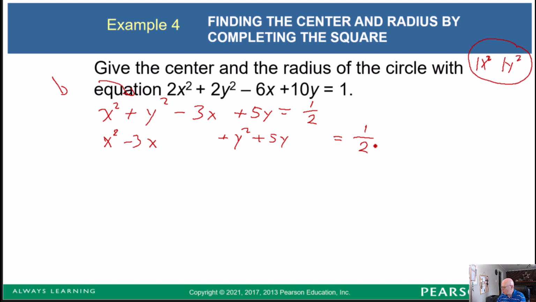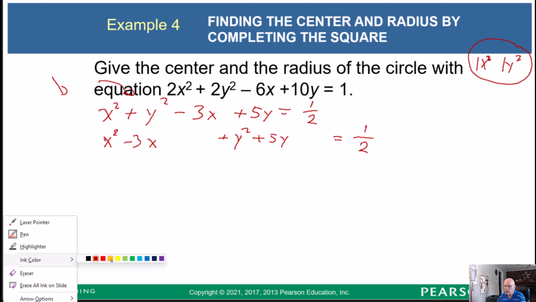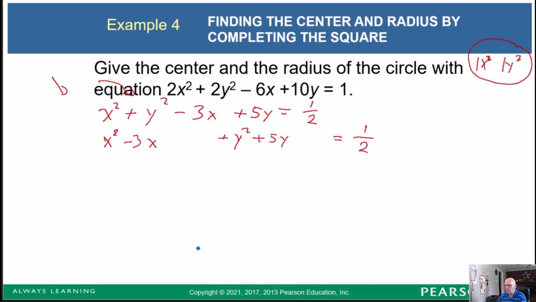Now I'm ready to complete the square. And I'm going to switch back to blue. So what goes in here and what goes in here? Well, in the last one, I took the coefficient of x and the coefficient of y and found out what goes in these two spots. So over here, I'll take the -3. What did I do? Two things. Divide that by 2 and then square it.